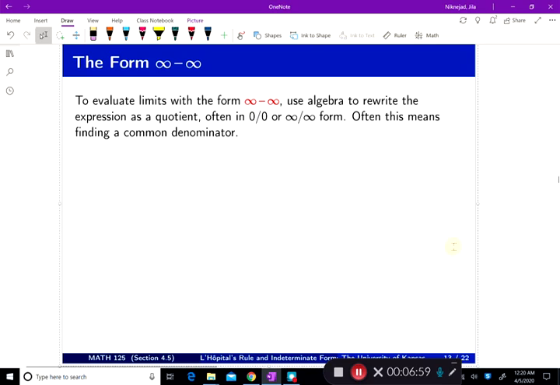Now, interestingly enough, we can use L'Hopital's rule for a few other limits besides infinity over infinity or 0 over 0. But what we need to do is convert them somehow to make them 0 over 0 or infinity over infinity. And that's the next section that we discuss.